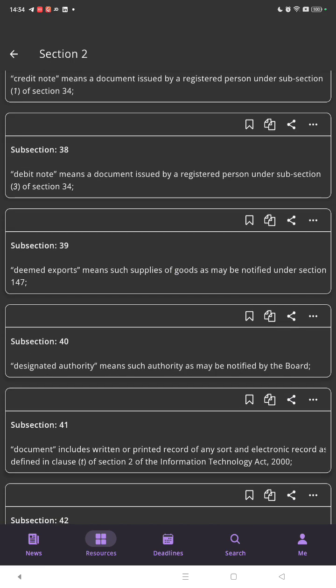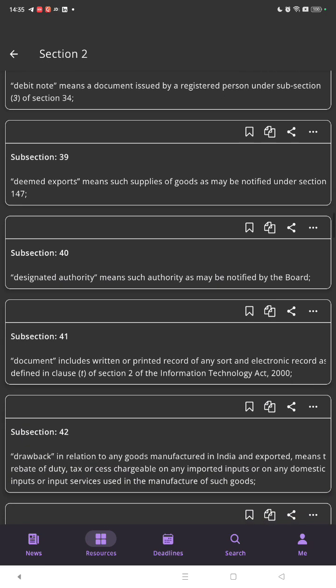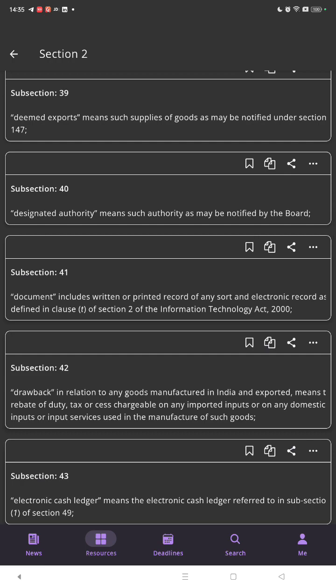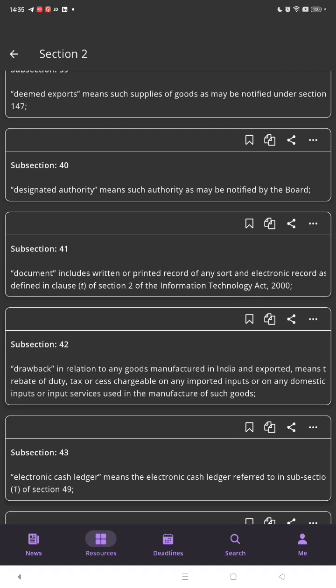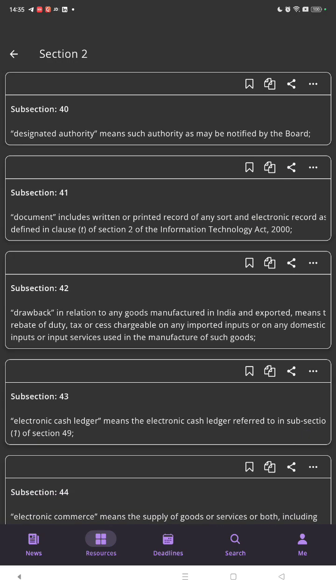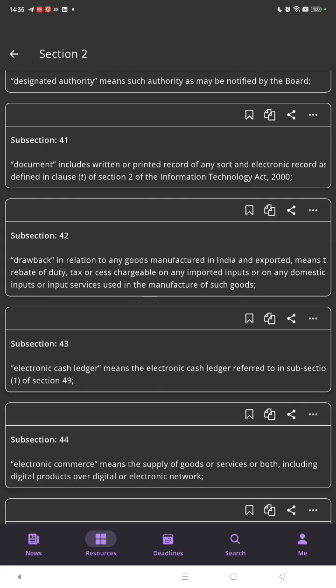Subsection 39. Deemed exports means such supplies of goods as may be notified under section 147. Subsection 40. Designated authority means such authority as may be notified by the board. Subsection 41. Document includes written or printed record of any sort, and an electronic record as defined in clause (t) of subsection 2 of section 2 of the Information Technology Act 2000.